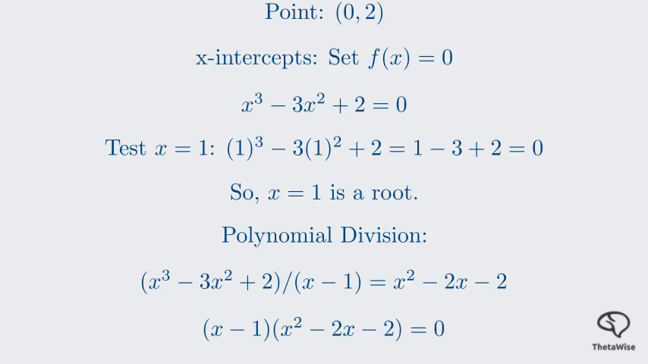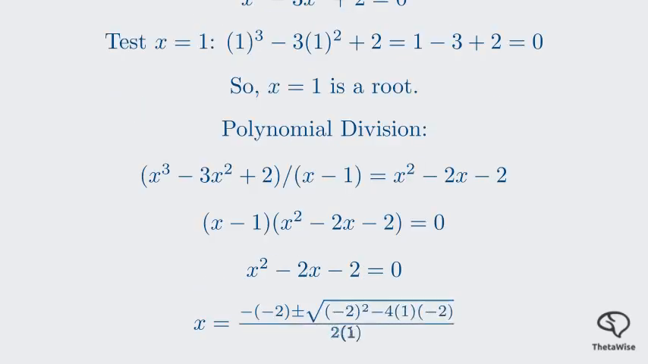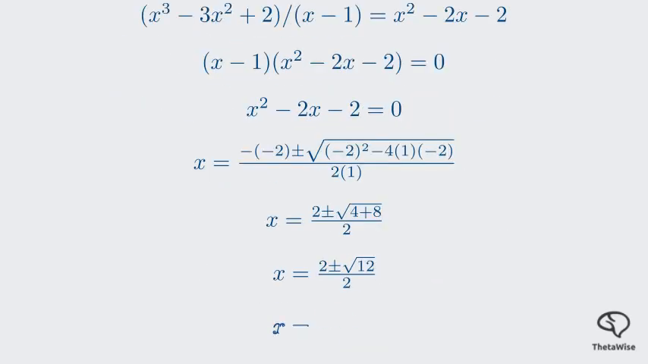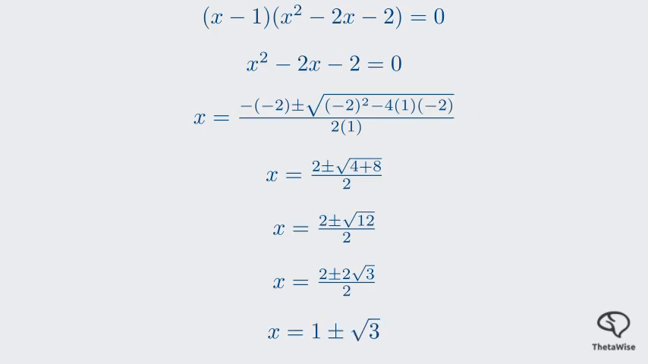The quadratic factor doesn't factor nicely, so we use the quadratic formula. Using the quadratic formula, x = (−b ± √(b² − 4ac)) / 2a, we get x = 1 ± √3. So our x-intercepts are at x = 1 + √3 and x = 1 − √3. We've now completed the first step. We have the domain and all the intercepts.